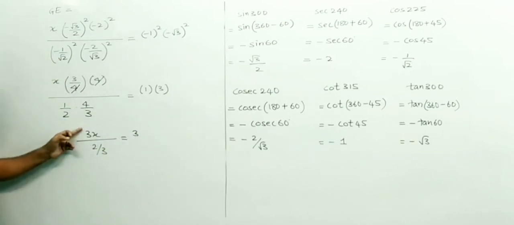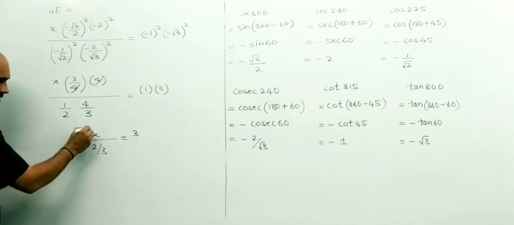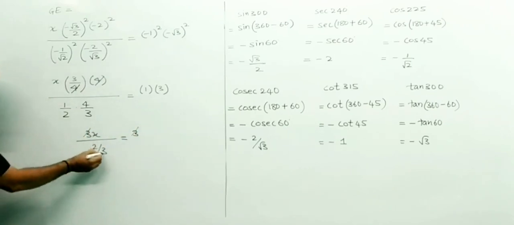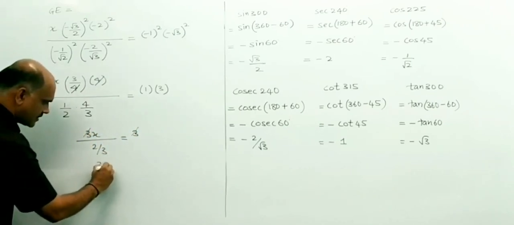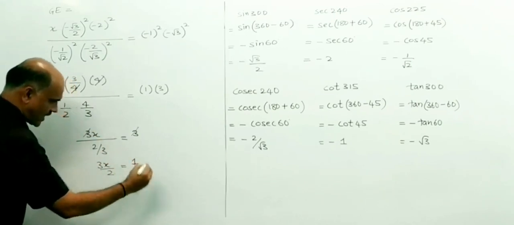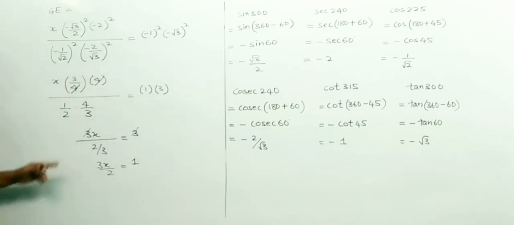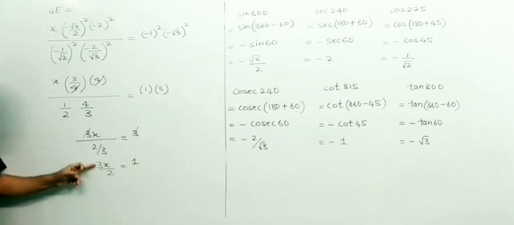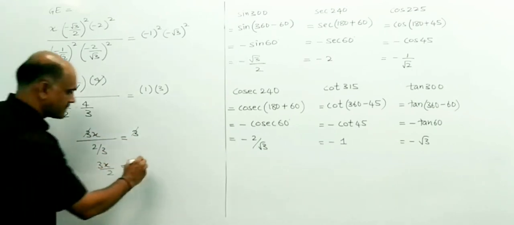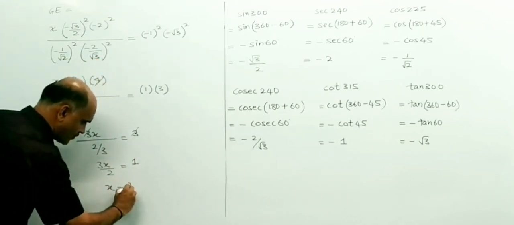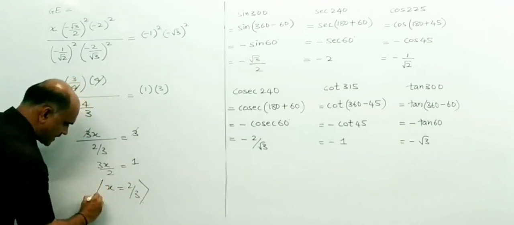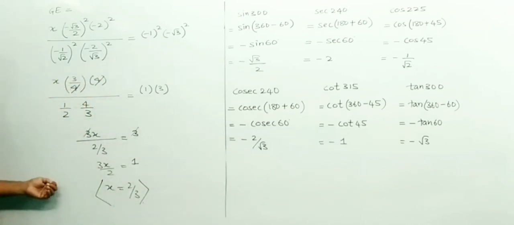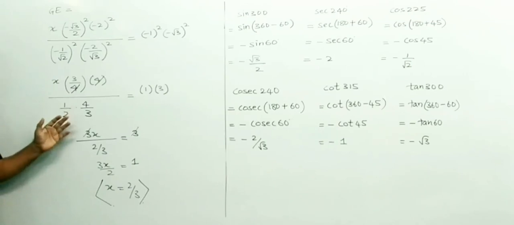So this 3 goes to the numerator, you will have 3x by 2 is equal to 1. So if I cross multiply, I will get x is equal to 2 by 3. So the answer is x equal to 2 by 3. Clear students? You can pause and solve the problem.